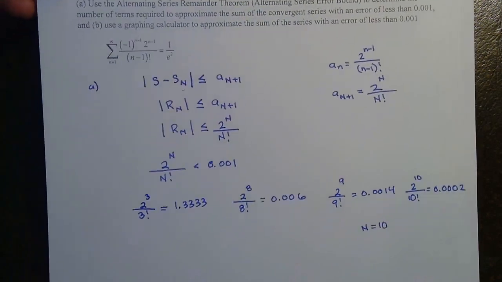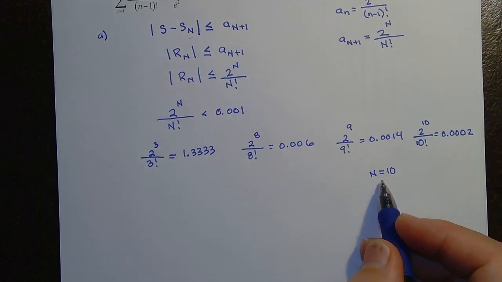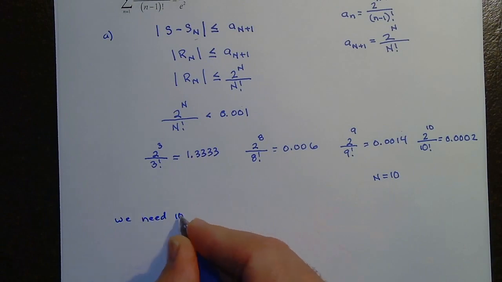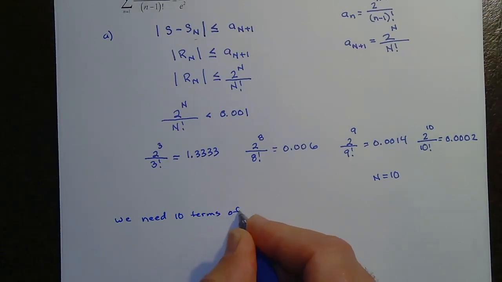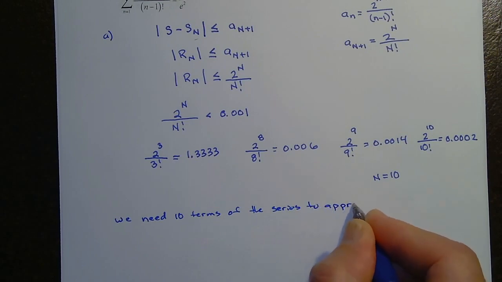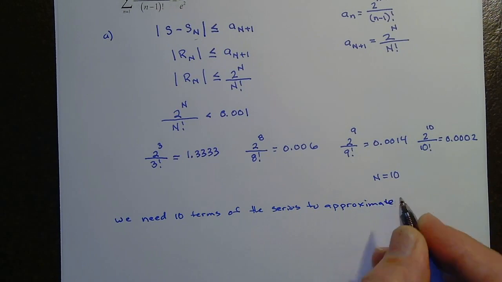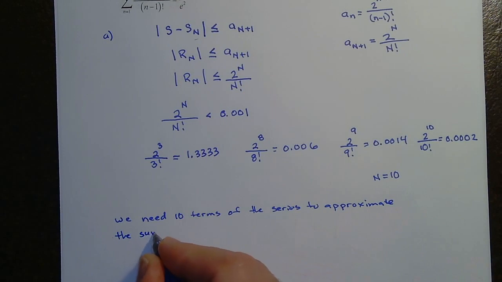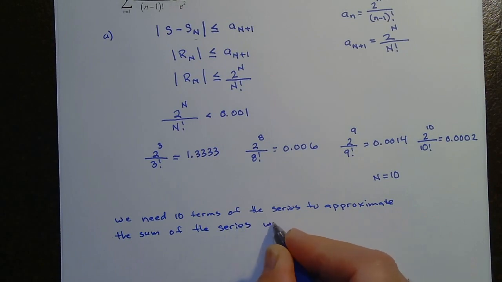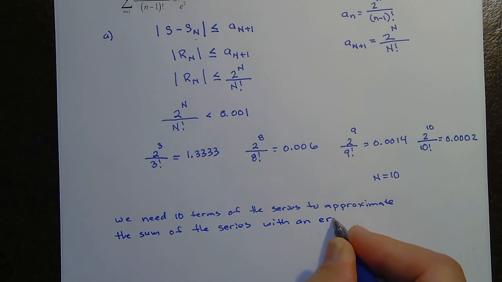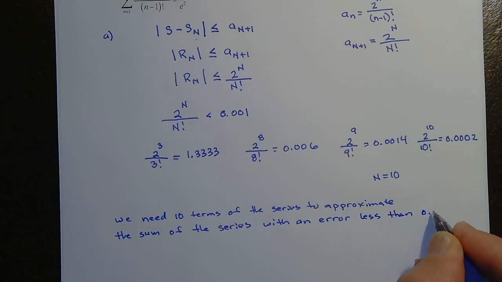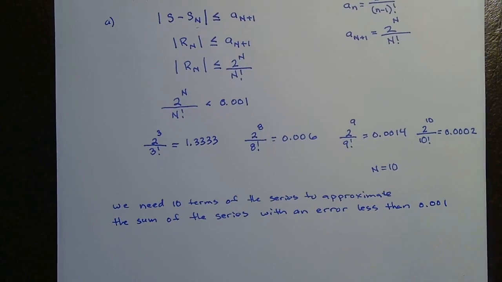0.001. Okay. So we know how many terms we have to go out. We have to go out 10 terms. Okay. So let me write that down. So we need 10 terms of the series to approximate the sum of the series with an error of less than 0.001. That's what it would take. It would take 10 terms to go out.